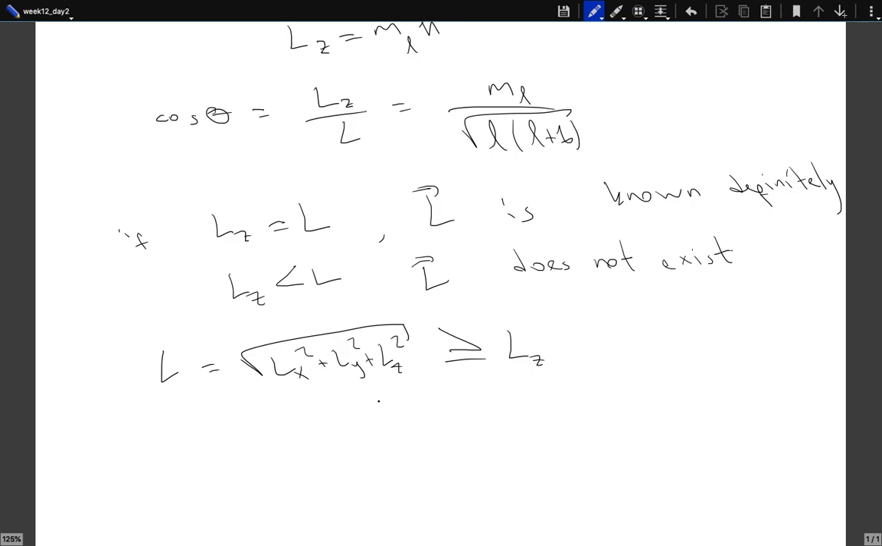And the uncertainty relation tells us that, I mean, we didn't see that uncertainty relation, but the uncertainty relation actually tells us that we cannot really know Lx, Ly, and Lz all at the same time.